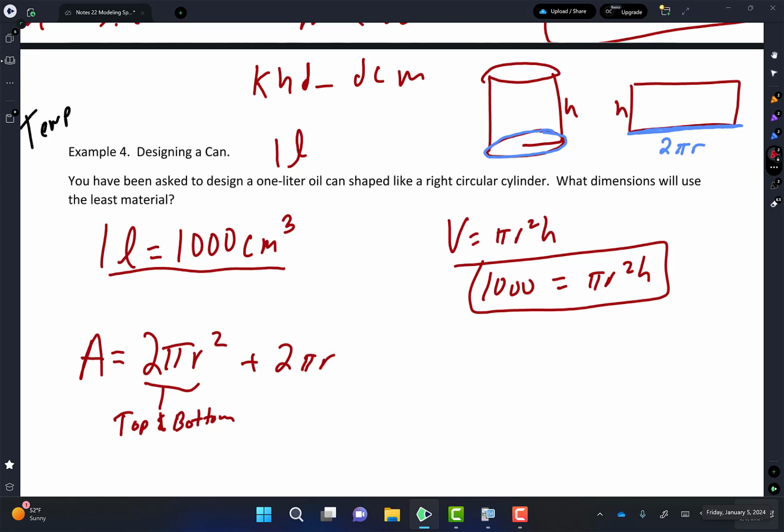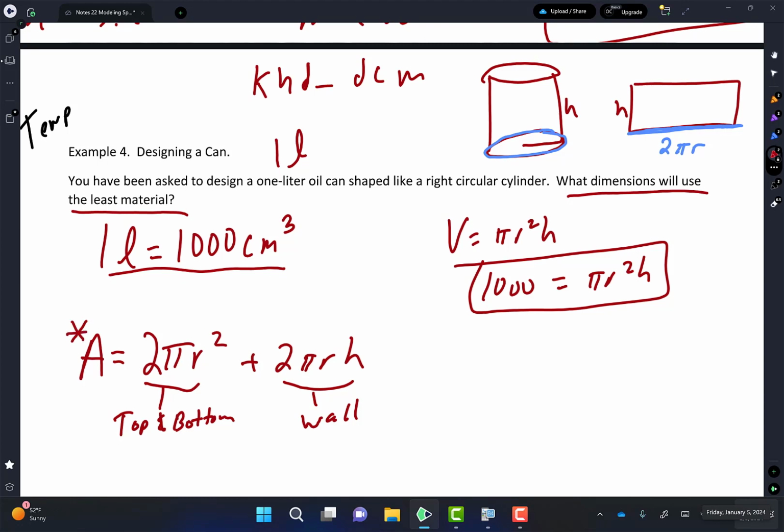2 pi r times height. This is the wall of the can. Does that make sense? Okay. What are you trying to maximize or minimize? The least material, so which deals with which one? Volume or area? Area. So we want to minimize this.